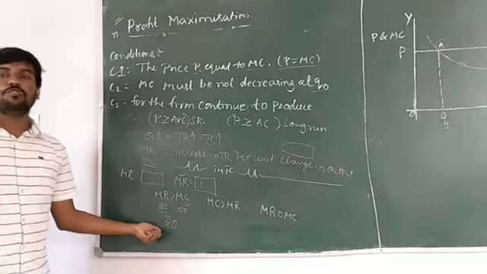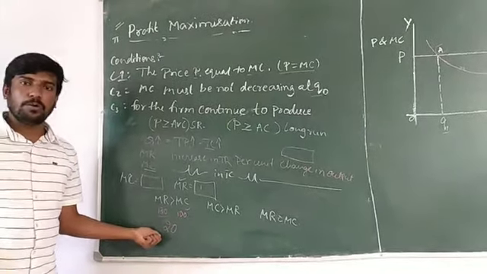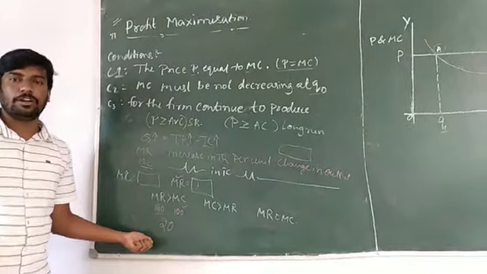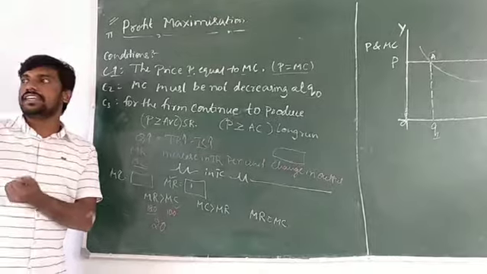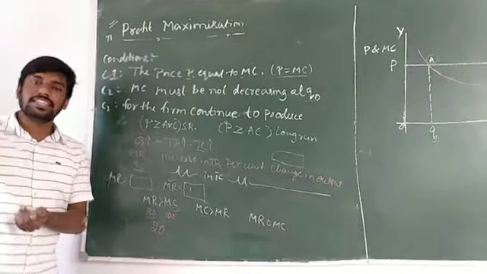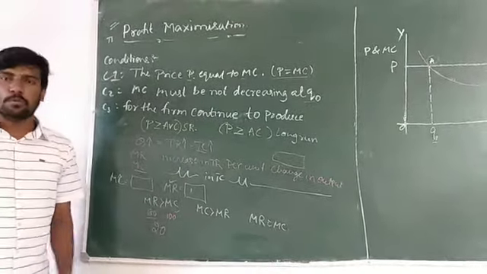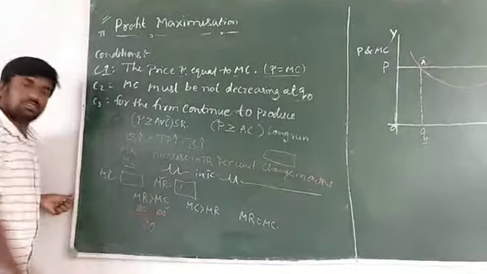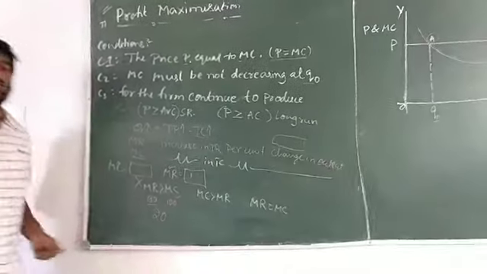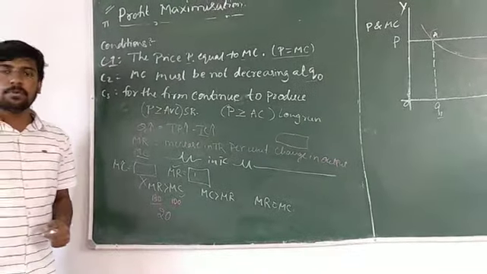Here the firm will increase the output because it is getting a profit. When the firm is getting a profit, the firm always likes to increase its output. When it increases its output, it gets more profit, which means when the marginal revenue is more than the marginal cost, in this position we can't get the maximum profit.